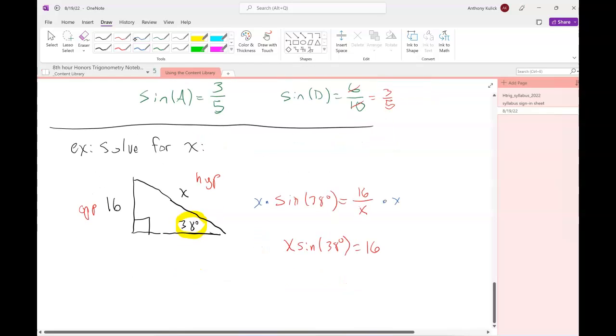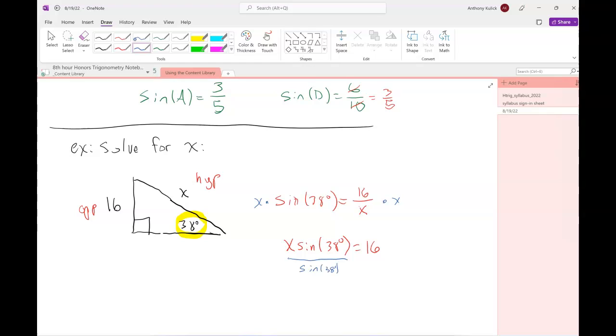Next up, what should I do? Very good. Divide by sine 38. Remember, sine 38 is just a number all by itself, right? It's just some crazy decimal. All we need to do is divide by that. And then it's calculator time, right?